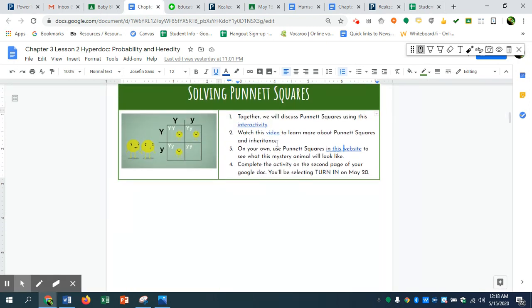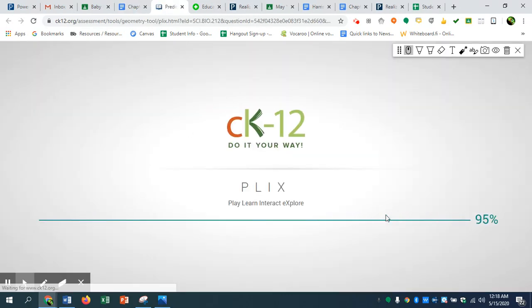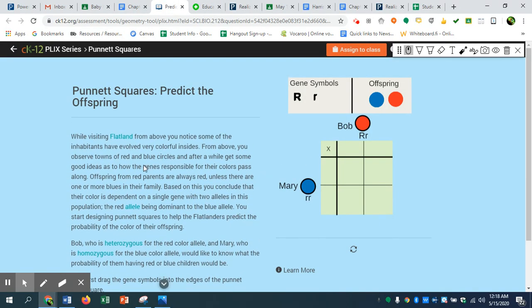There is something else we're going to do together because I want to, again, make sure you understand Punnett squares. So together we're going to do this activity. It's an interactivity on Punnett squares.